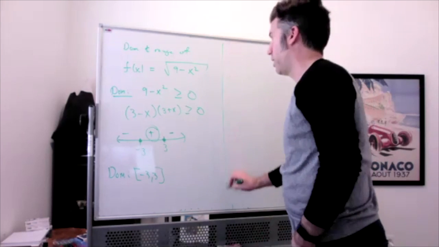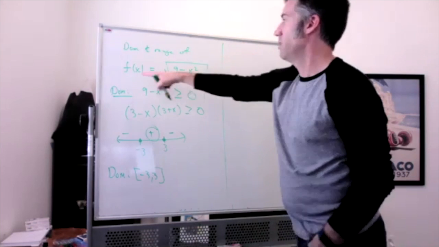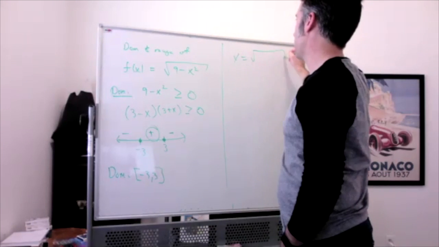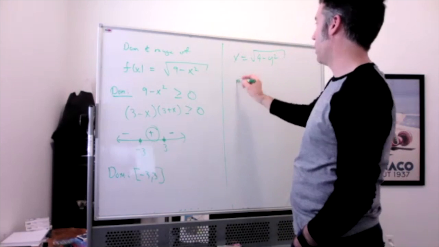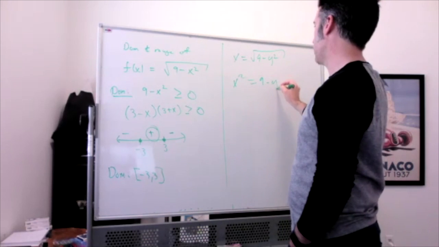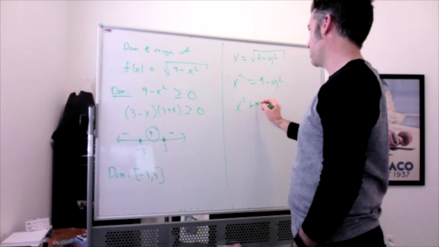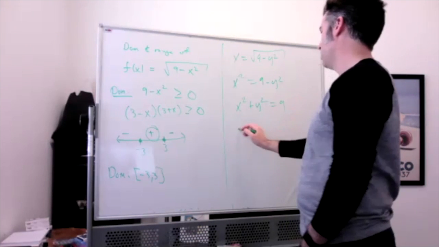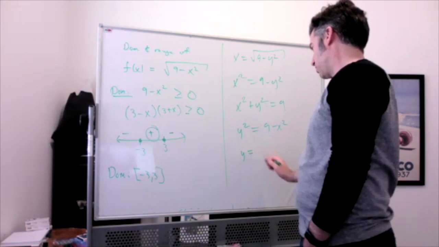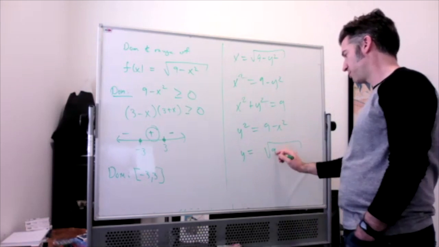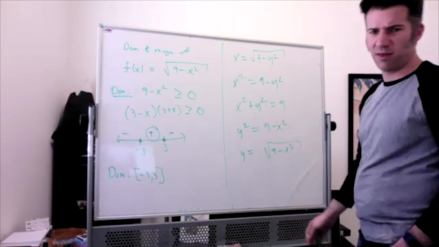If we switch x and y, so we say x equal to the square root of 9 minus y squared. If we solve for y, we get x squared equal to 9 minus y squared. We get x squared plus y squared equal to 9. We get y squared equal to 9 minus x squared. We get y equal to the square root. We actually get back the function we started with.